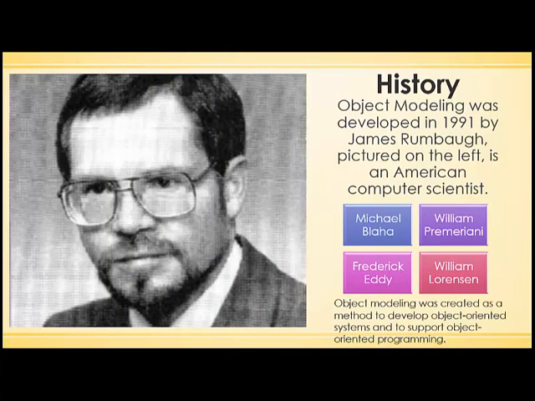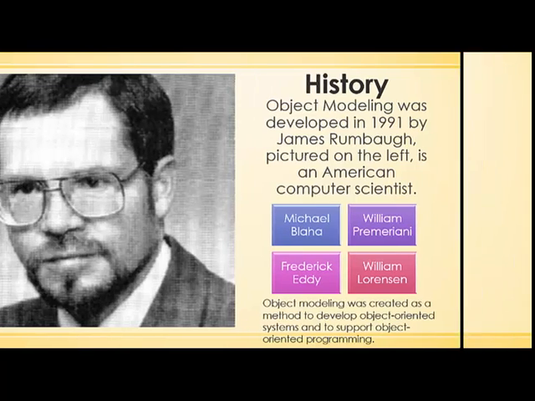History. Object modeling was developed in 1991 by James Rumbaugh. He is an American scientist. Now, there were others that came along after James Rumbaugh and helped create a better object modeling system, and we have 4 that are listed here on the screen. Object modeling was created as a method to develop object-oriented systems and to support object-oriented programming.